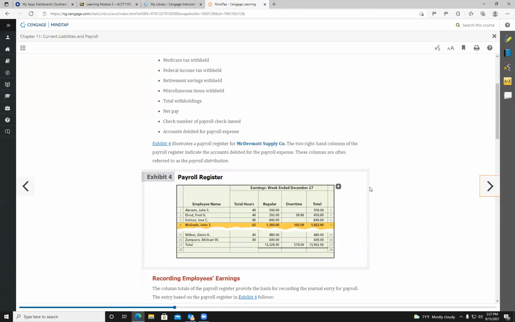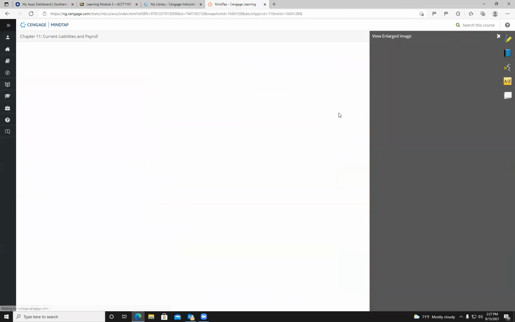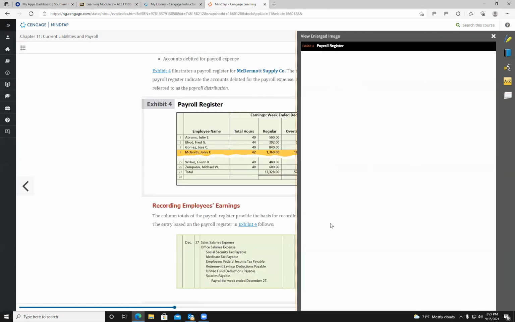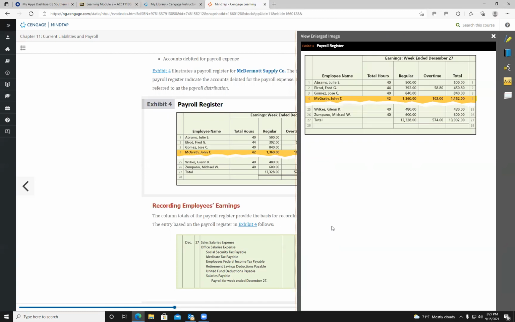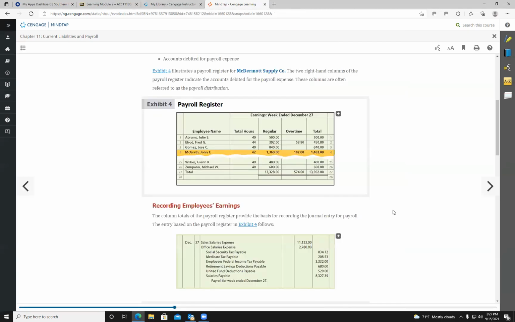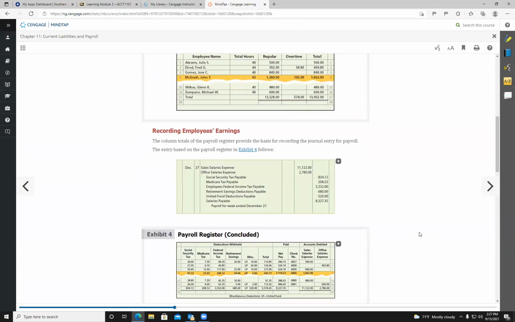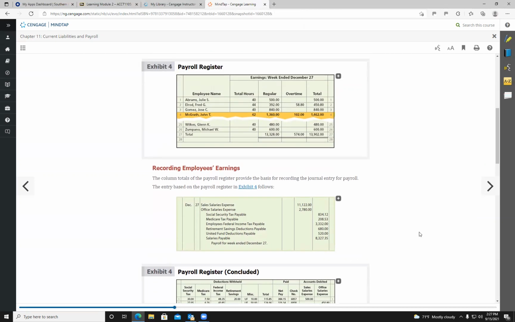Okay, so let's look at an example. Here we show the employee's name, their total hours, regular, overtime, and their total earnings. From this portion of the payroll register, we're going to be recording the employees' earnings.